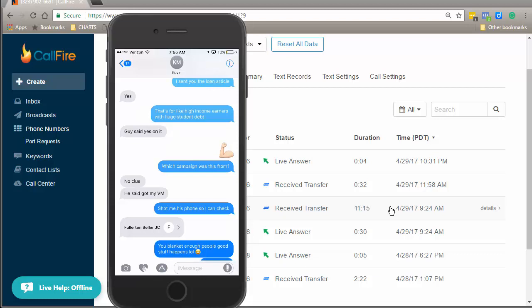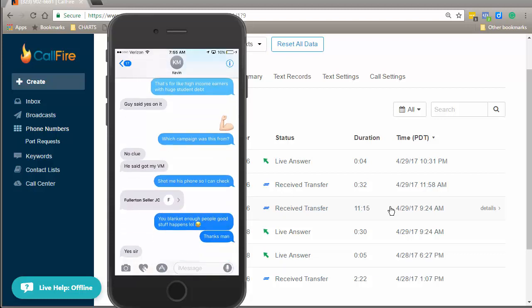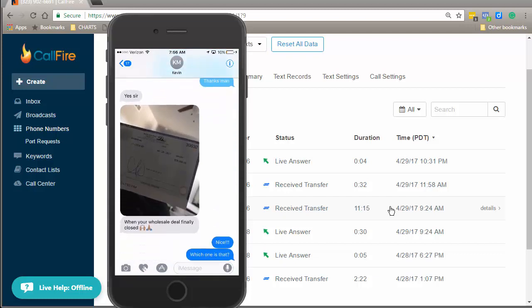Okay, cool. And then which campaign was this from? He says, no clue. He said he got my voicemail, shoot me his phone. So I got it, and I come to find out it's one of the campaigns. So again, using CallFire, that's what we did. And then I say, you blanket enough people, good stuff happens, LOL. Thanks, sir.